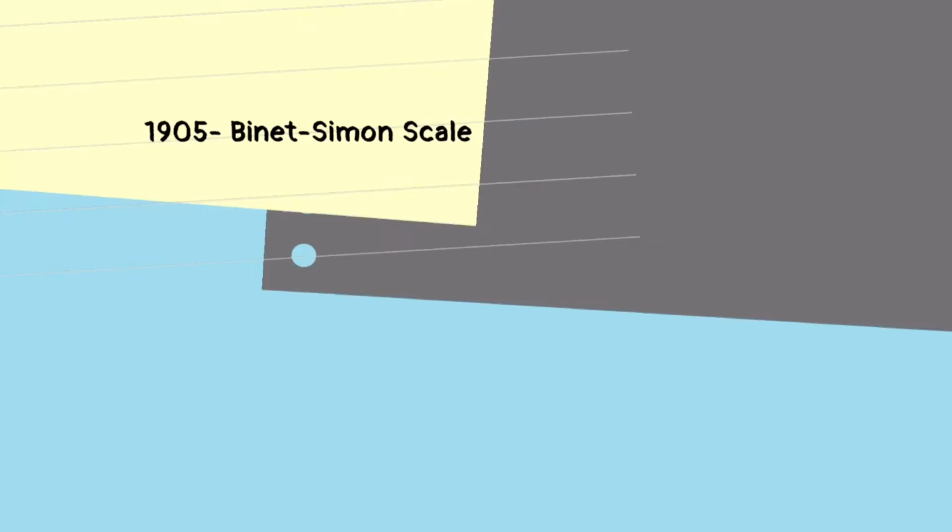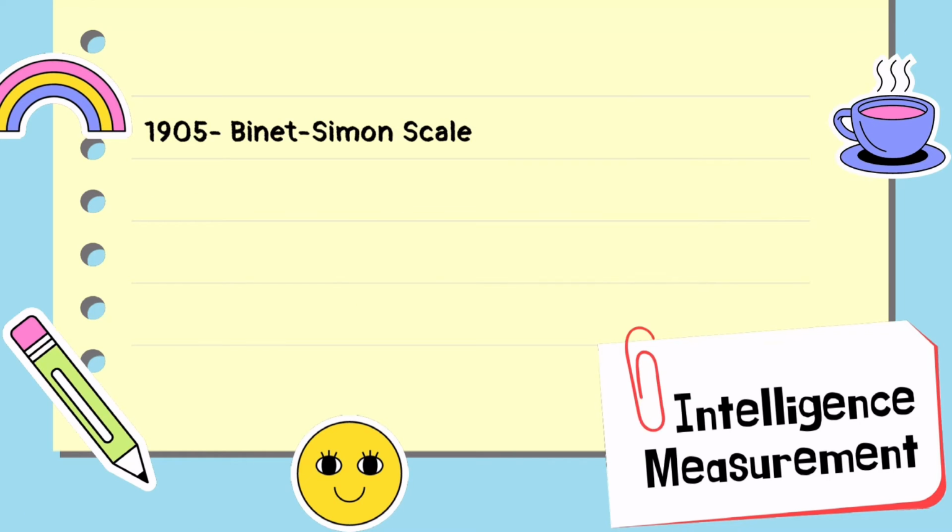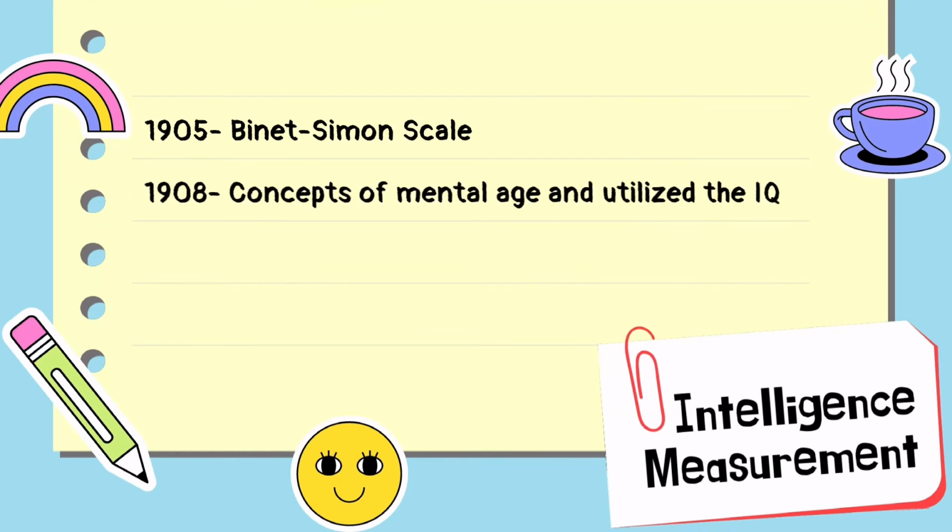Intelligence measurement. 1905, the Binet-Simon Scale, the first individual intelligence test, was devised to find out the mental ability of retarded children requiring special guidance. 1908, M. A. Terman introduced the concept of mental age and utilized the intelligence quotient, IQ, for the first time.